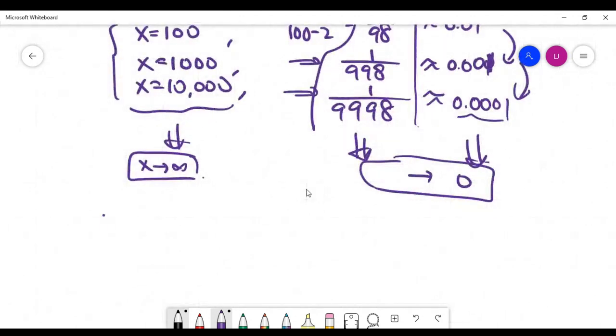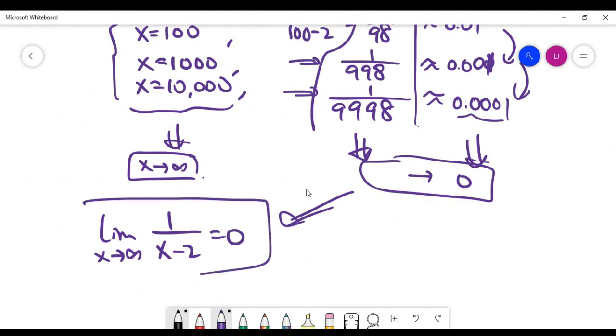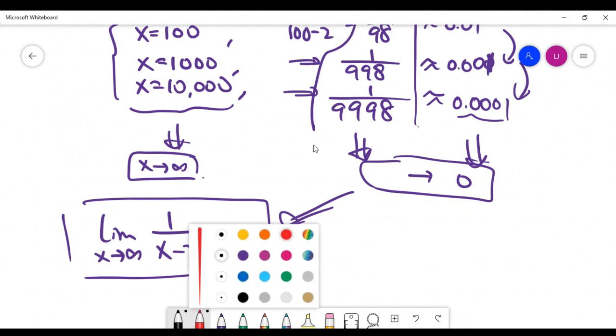So now we can claim that the limit as x goes to infinity for the fraction 1 over x minus 2 is going to be 0 because of this. The value of the function f is approaching 0 in this case. And let's think about it this way.